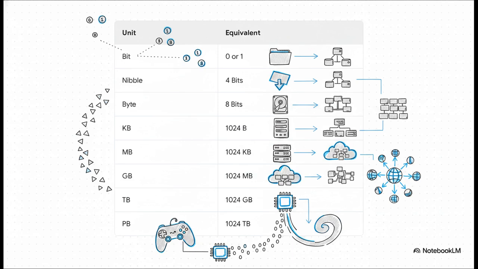4 bits make a nibble. Yep, as in nibble. 8 bits make a byte. And as you go down the list, you'll see this magical multiplier pop up, 1024. A kilobyte is 1024 bytes. A megabyte is 1,024 kilobytes, cascading all the way down to those enormous petabytes. So every massive digital scale you interact with is built entirely on these tiny binary foundations.